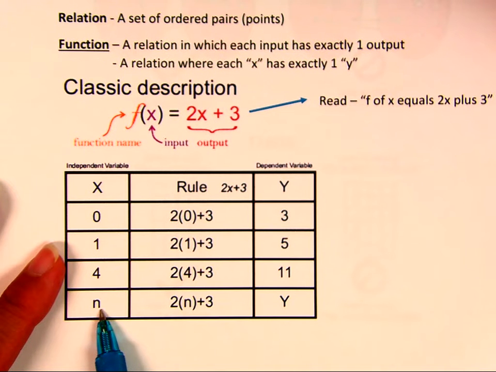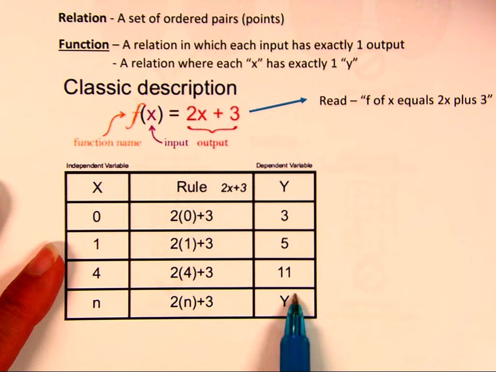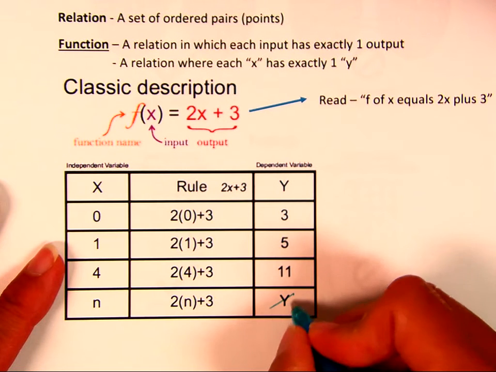Now, what if I just wanted to put a different variable? I wanted my input to be n instead of x. Then I would say 2n plus 3. That really should, to me, be 2n plus 3.